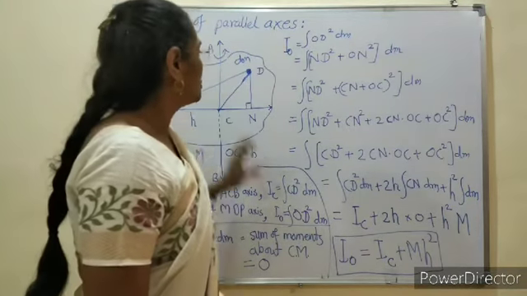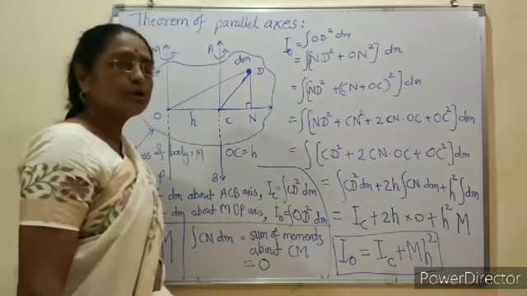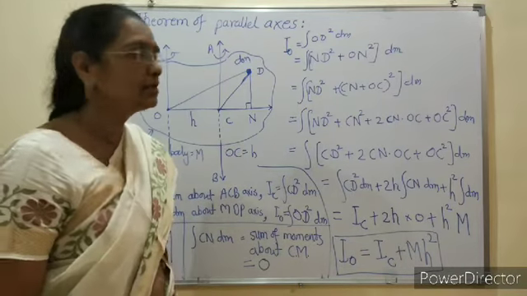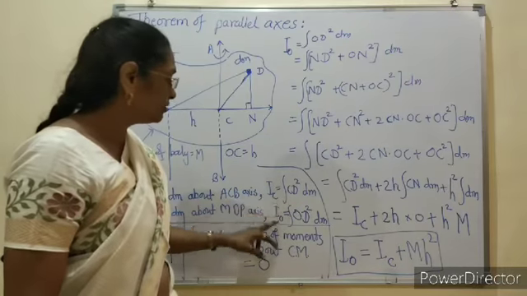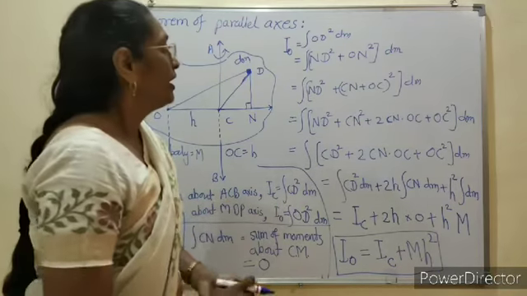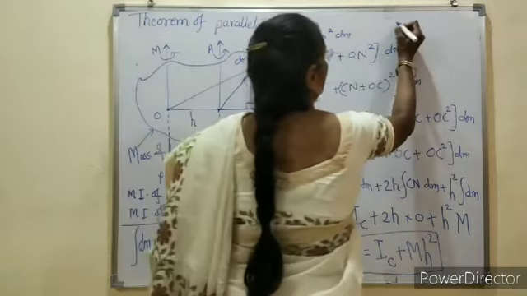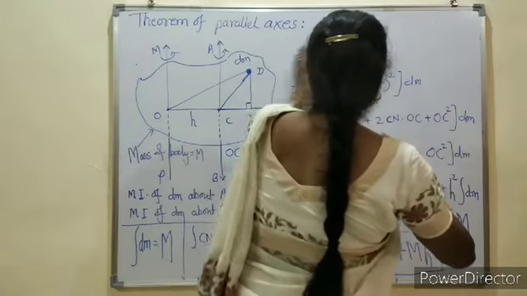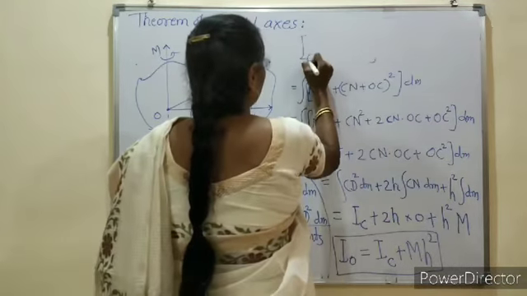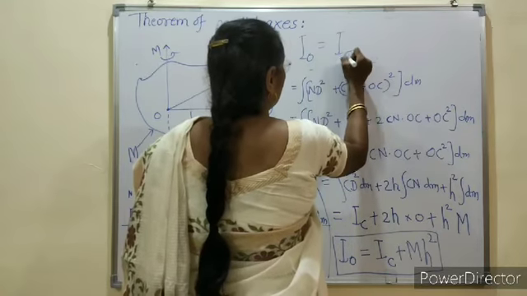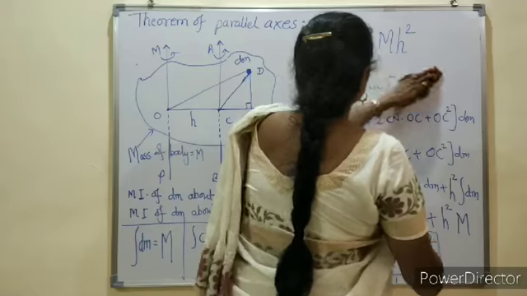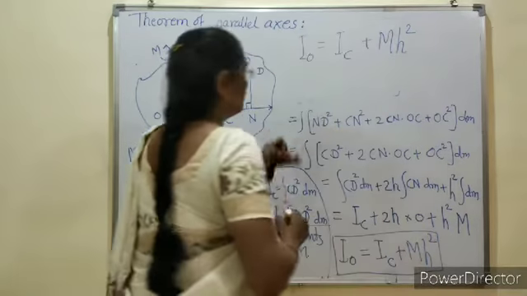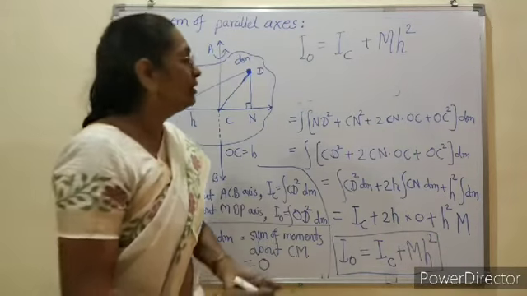So if we adjust two axes and the body can rotate about the two axes, here IO and IC are related to each other, and that can be stated like this. Here again I write the step so that we can state the principle or theorem.